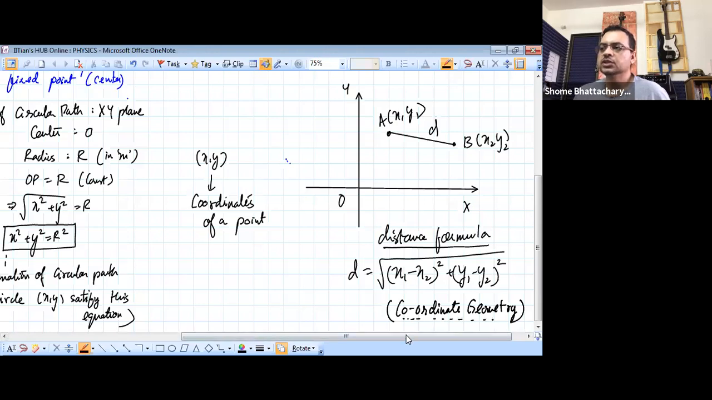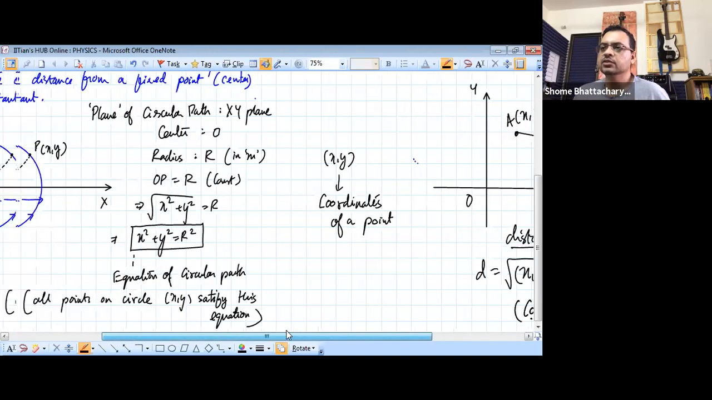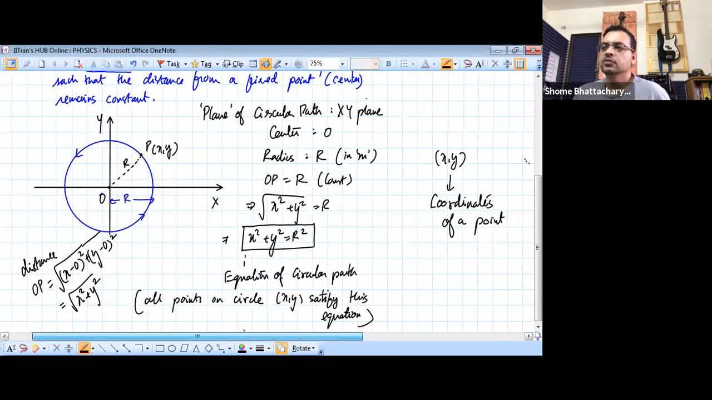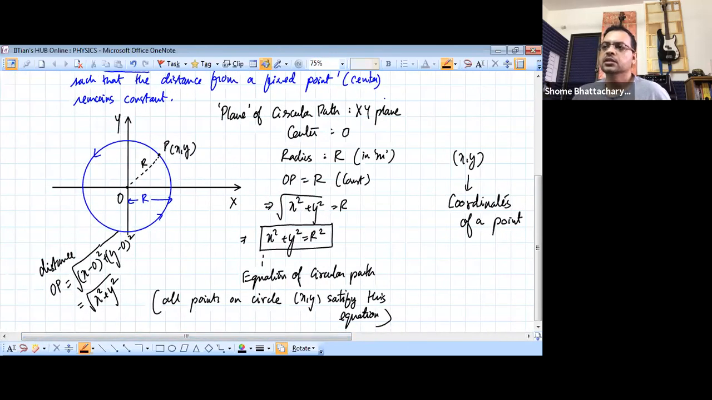Okay. So using this formula, we get the equation of the circular path. That means, what do we mean by equation of the circular path? When a particle is going along this circular route or it's following this circular path, every point on that circle satisfies this equation. So what does it mean to satisfy this equation? If some point is lying on this circle, its x coordinate squared plus its y coordinate squared must give us the value of the radius of the circle squared. So that is the meaning of this.